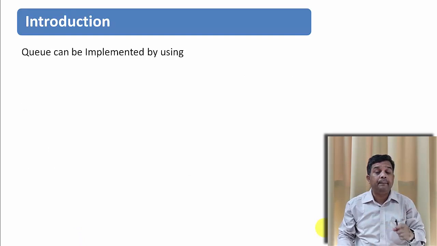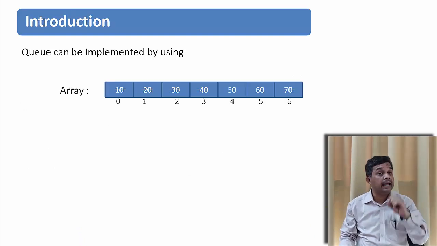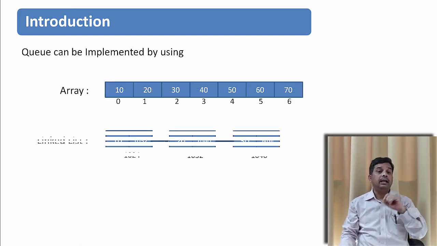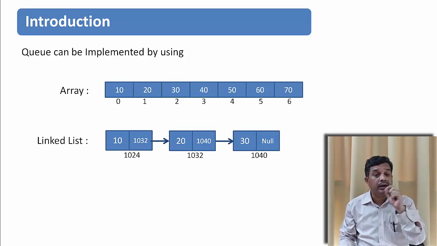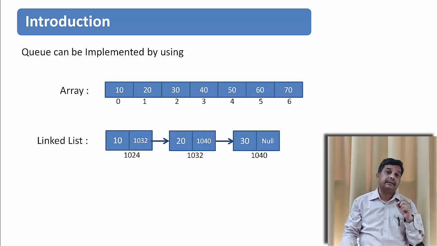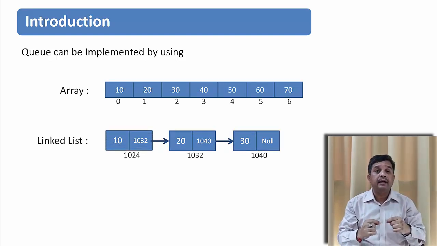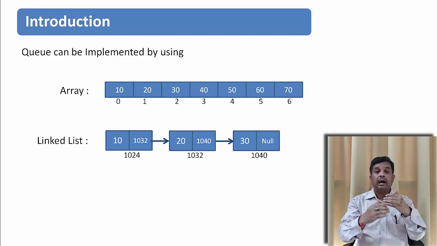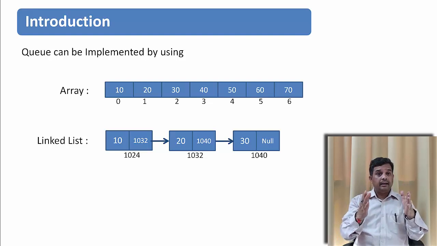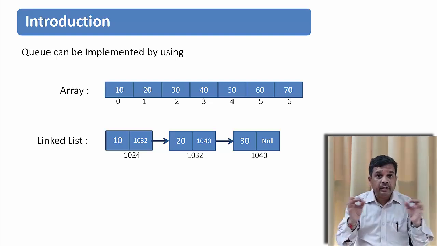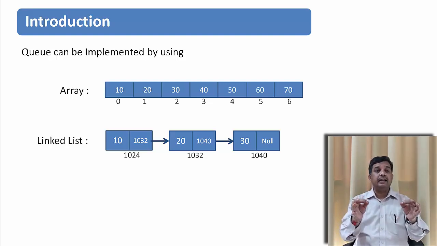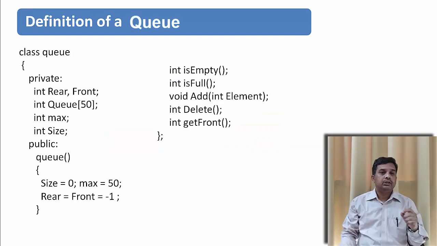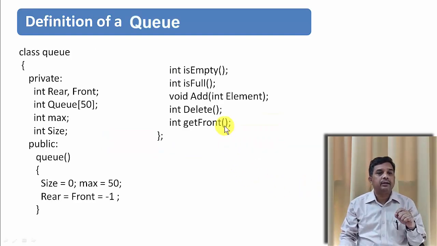A queue can be implemented using either an array or a linked list. I hope you know what an array is and what a linked list is. In this video, we are going to see how to implement a queue using an array. So even if you don't know arrays, stay tuned, watch the video till the end. You'll understand queue as well as array. So let us define it using an array. We are taking a class called queue.